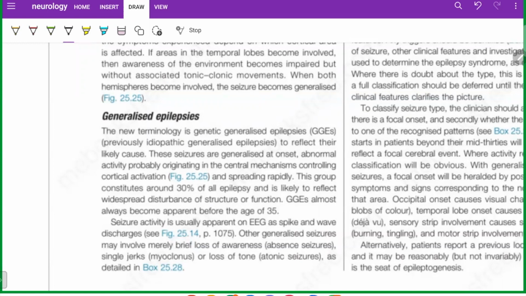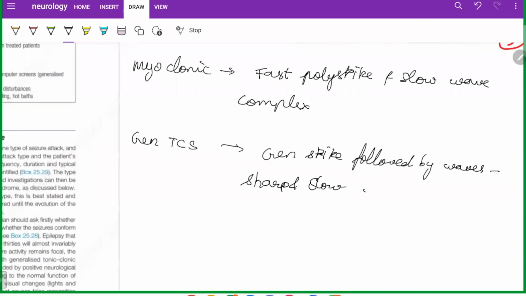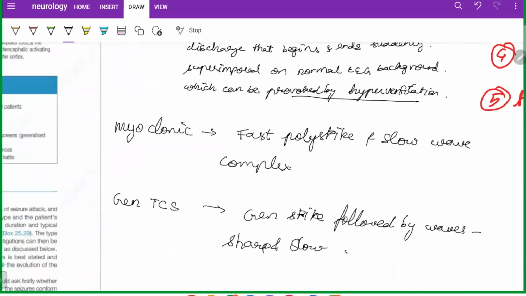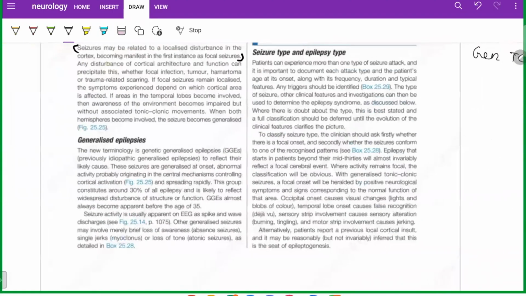Clear? Now, generalized seizures can arise from both cerebral hemispheres simultaneously. It is practically defined as a bilateral clinical and electrographic event without any detectable focal onset. On EEG, there is a generalized spike followed by waves; the spike is sharp and the wave is slow. Absence seizures show a 3 hertz spike and wave discharge, generalized and symmetric, superimposed on a normal EEG, and it appears when provoked by hyperventilation. Generalized tonic-clonic seizures show a generalized spike followed by sharp and slow waves. Clear? Now we are moving towards generalized epilepsy.